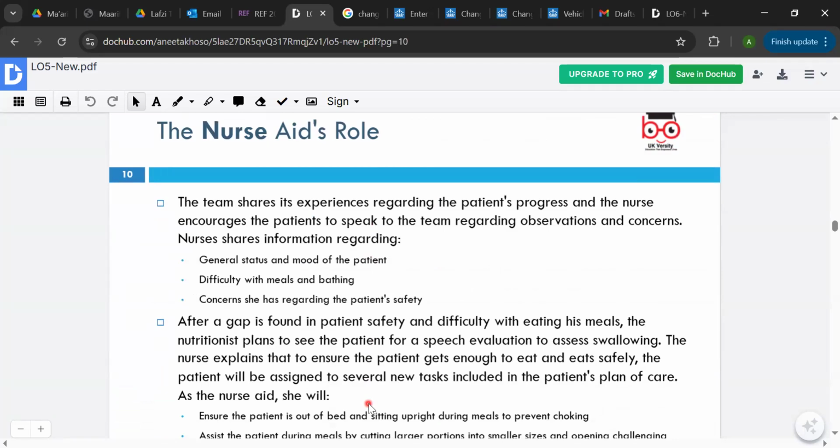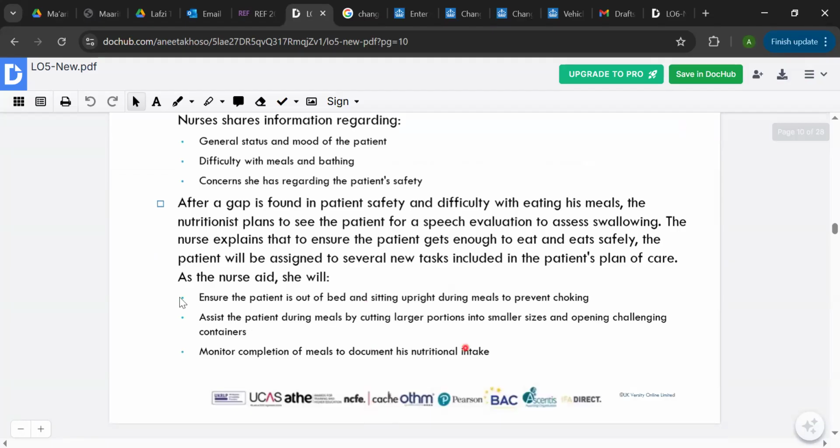The nurse shares information regarding the general status and mood of the patient, difficulty with meals, bathing, etc., and concerns she has regarding the patient's safety. When they found a gap in patient safety and difficulty with eating meals, the nutritionist plans to see the patient for a specific evaluation to assess swallowing, for instance. The nurse explains that to ensure the patient gets enough to eat and eats safely, the patient will be assigned several new tasks that are included in the patient's plan of care.